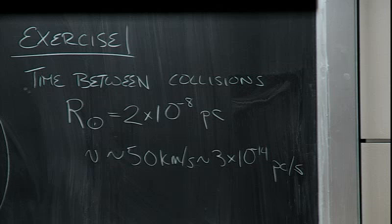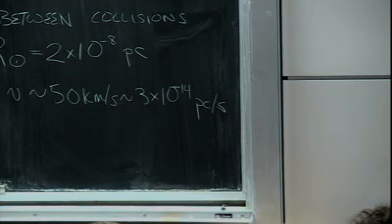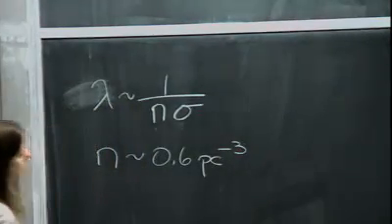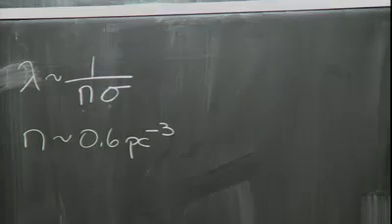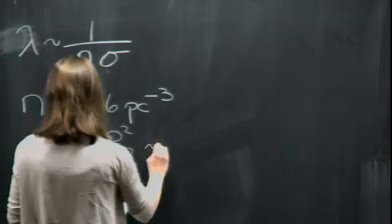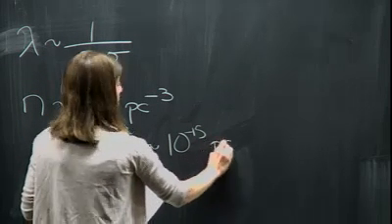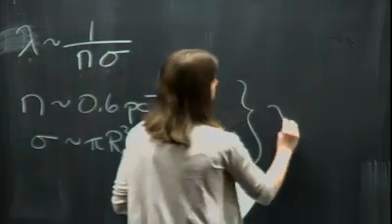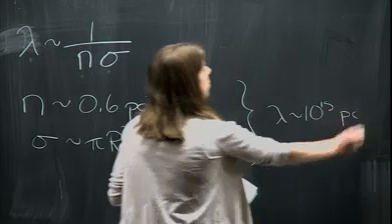And so in order to get this right, you need to figure out what the mean free path is between the collisions for the stars. So that's going to be 1 over the number density of the stars times the cross-section for the interaction. So the number density is roughly 0.6 stars per parsec cubed. And the cross-section, which is just going to be pi r squared, very roughly, is going to be on the order of 10 to the minus 15 parsec squared. So that gives us a mean free path that's on the order of 10 to the 15 parsec.